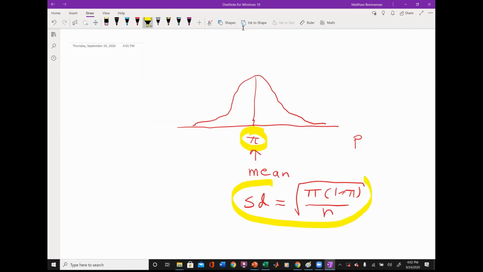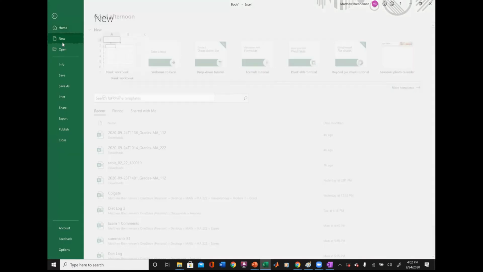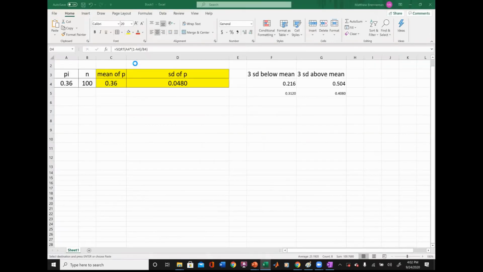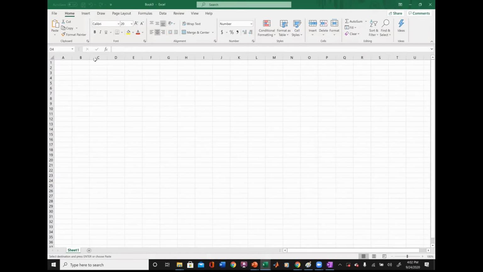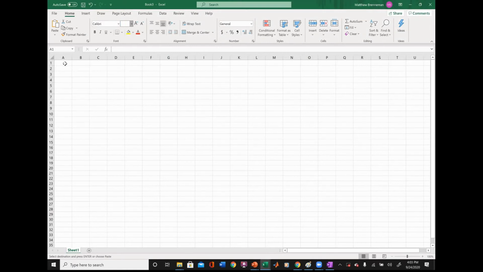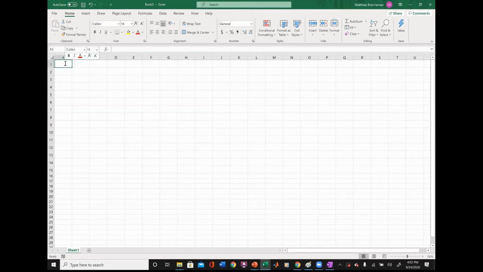So what we're going to do is open up a fresh Excel spreadsheet. And this is actually in the back of the PowerPoint. I'm going to put everything I need to compute these values. I'm going to blow up the size here so you can see it a little easier. And so I'm going to need the value of pi, right? I'm going to need the sample size.